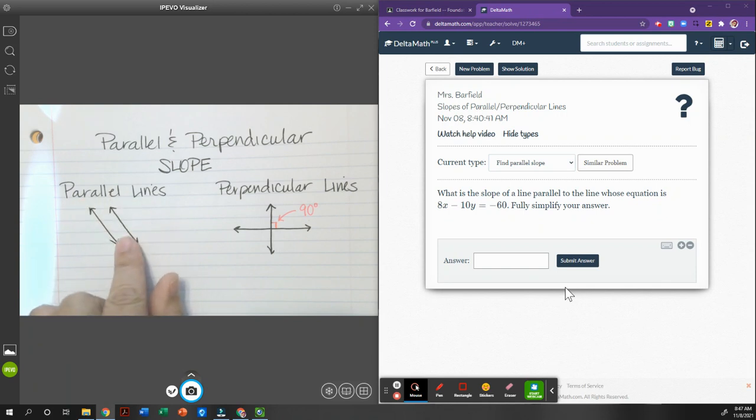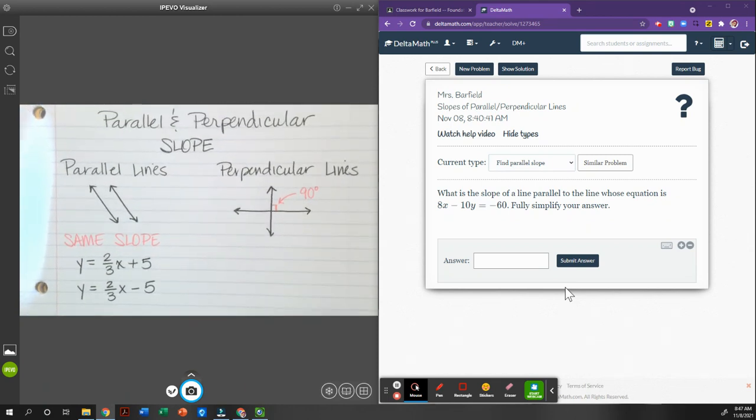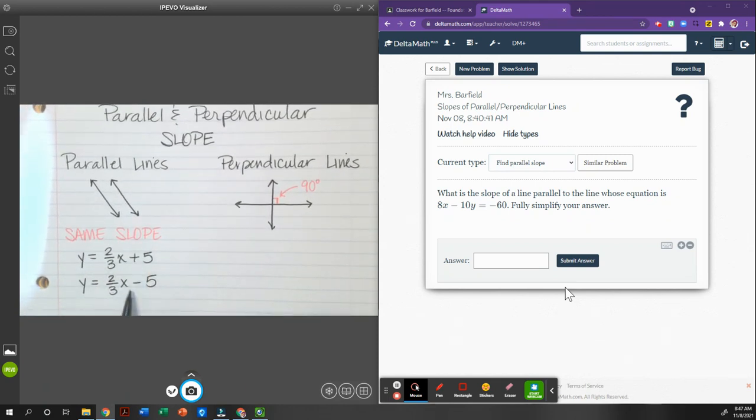If you have parallel lines, or you have a description that the two lines are parallel, then that means you have the same slope. So when I write the equation of a line, if I write y equals 2/3 x plus 5, and then I write a different line, 2/3 x minus 5, those are two different lines because they have different y-intercepts. So those are not the same line.